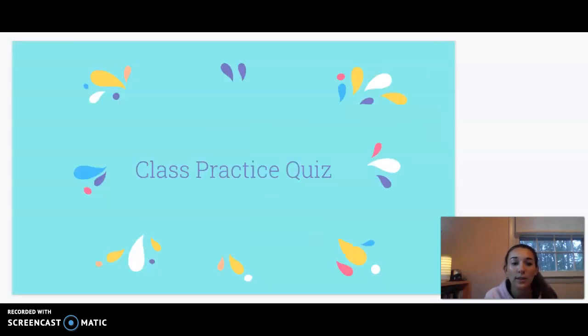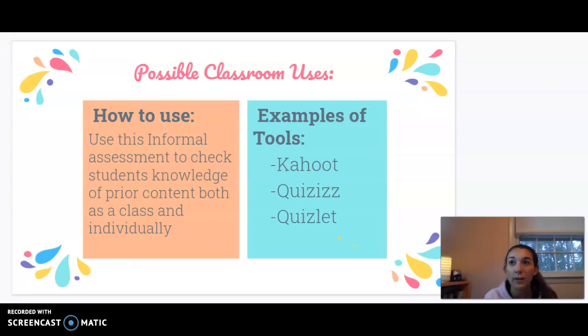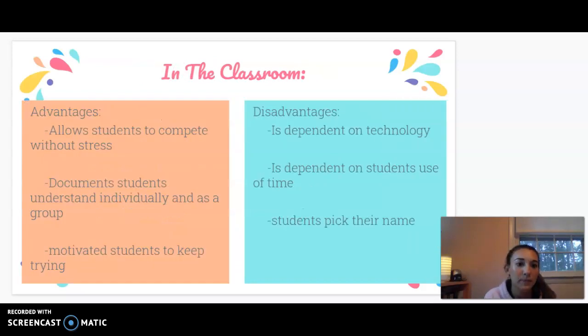Another form of informal assessments is class practice quizzes. So this comes in a variety of forms, including Kahoot, quizzes, Quizlet. They are all electronic forms. I personally prefer quizzes because it's going to allow you to look at all students and students on an individual level as far as their personal learning. So you can use this to check students' prior knowledge of content both as a class and individually.